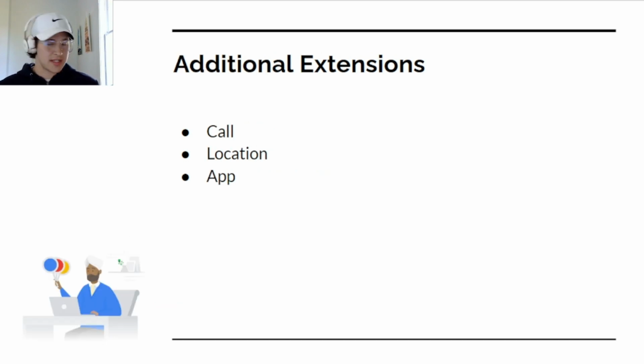So additional extensions, we have call, location, and app. Again, this is not going to be perfect for every advertiser, right? Like an app extension is not going to work for a local bank, just like a call extension is not going to work for an e-commerce wind chime company, right? So just make sure you know the benefit of the extension before you just blanketly add it to your ads.